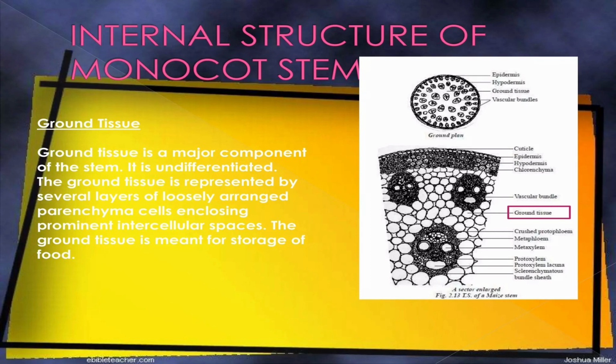Next layer, the ground tissue. It consists of thin-walled parenchyma cells with intercellular spaces. The tissue extends from below the hypodermis to the center. It is not differentiated into cortex, endodermis, pericycle, and pith. This is a unique character of the monocot stem.